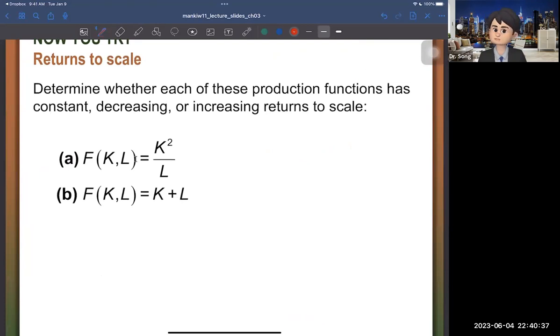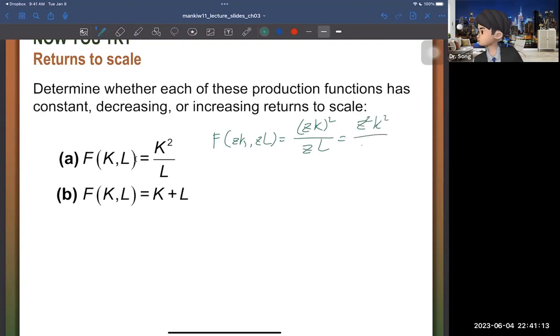But this time, let me use a Z, as a general way to solve this question. So question A, f of ZK and ZL. Then for the numerator, you replace the K with ZK. Why is that? Here you plug in K squared, right? And if this is ZK, then you need to plug in ZK. So that's why the numerator is ZK squared. And then for the denominator, you replace the L with ZL. Then what happened? The numerator is Z squared K squared, and the denominator is Z times L. Then this Z cancels out. Then you have Z K squared over L.